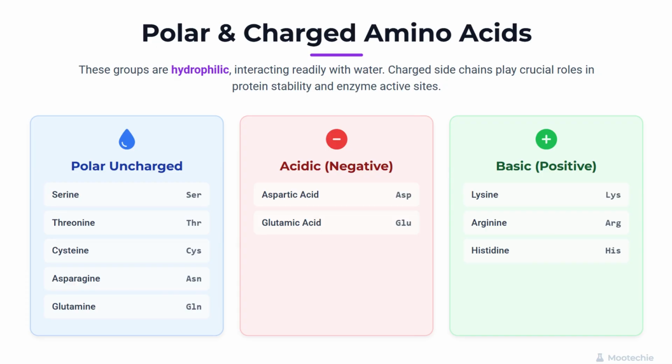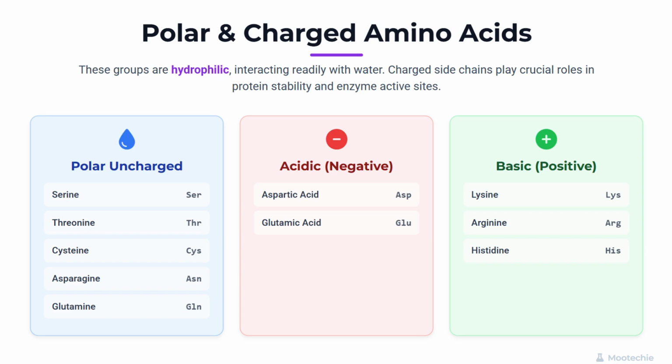Moving forward, we'll see the polar and charged amino acids. These groups are hydrophilic, interacting readily with water. Their charged side chains play crucial roles in protein stability and enzyme active sites. The polar uncharged group includes serine, threonine, cysteine, asparagine, glutamine. The acidic or negatively charged group includes aspartic acid and glutamic acid. The basic or positively charged group includes lysine, arginine, and histidine.